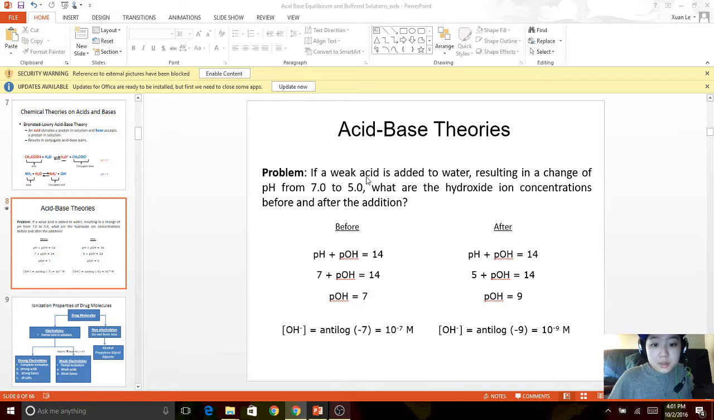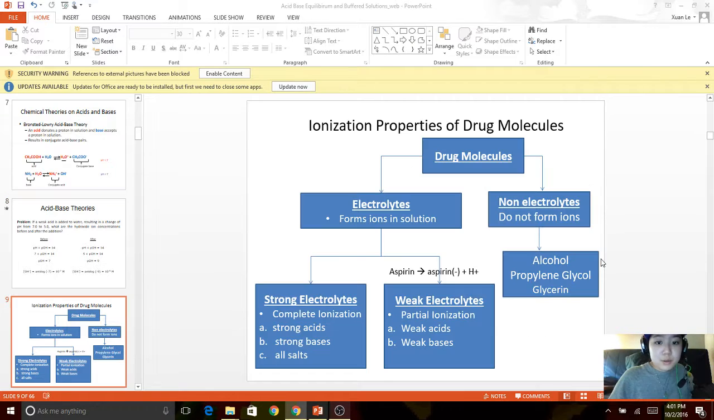Alright, so this is pretty self-explanatory, so I'm not going to go through that. Remember that non-electrolytes are not going to form ions in solution, while electrolytes will form ions in solution. So most drugs will fall into the weak electrolyte category, meaning that they will partially ionize. So for example, aspirin is weakly acidic, meaning that it is a weak electrolyte. So some of it will exist in its charged form, but most of it is going to be the unionized, intact form of aspirin.